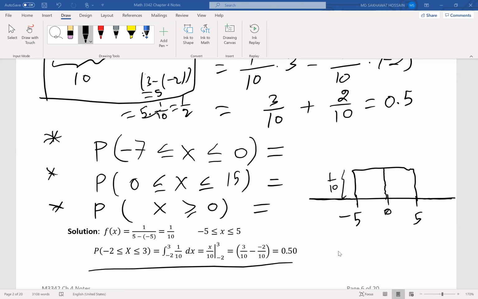Now you can see from negative 5 to 5. Sorry, negative 5 to 0. This area is 50% of the total area, so the probability is 0.5. Similarly, from 0 to 15 means 0 to 5, because for the other values of x the function is 0. So this part is also 0.5, right? And x greater than or equal to 0 means 0 to infinity, so this is also 0.5. So all the answers will be 0.5. Is it clear, or do you have any question?